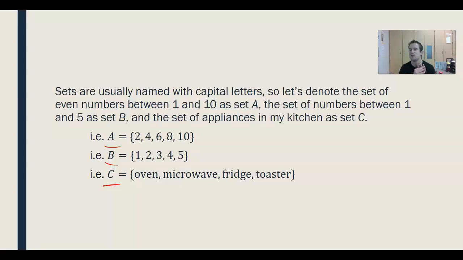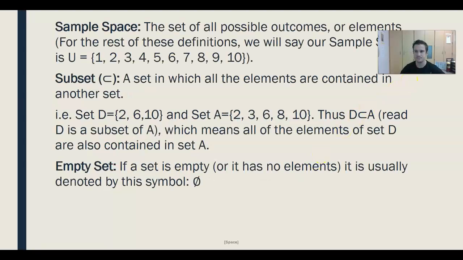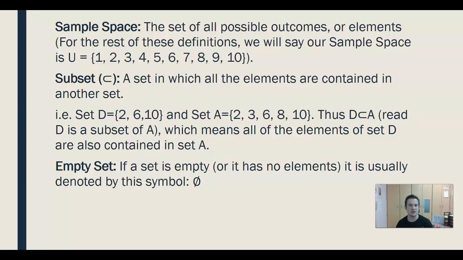And when I list sets throughout this unit, when we're talking about the probability of certain things happening, this is how those sets are going to be written. Okay. Next term we're going to talk about is a sample space. The sample space is the set of all possible outcomes or elements. So for the rest of these definitions, we'll say that our sample space is U, standing for the universe. All possible numbers in my sample space are 1, 2, 3, 4, 5, 6, 7, 8, 9, 10. Usually in a problem, we'll define a sample space as all the possible outcomes, all the possible elements.